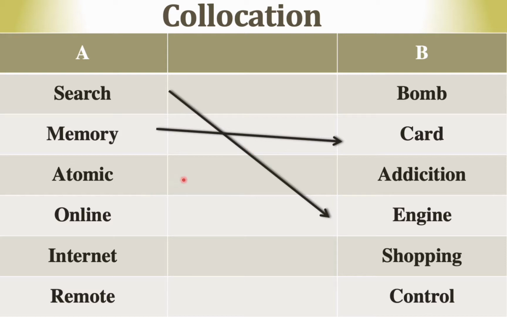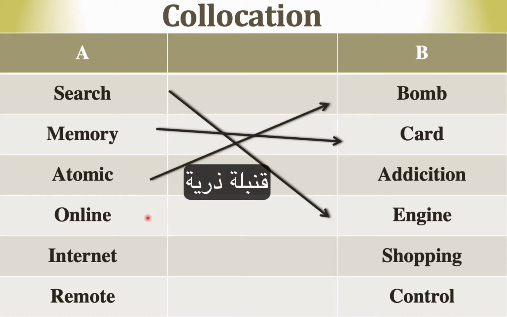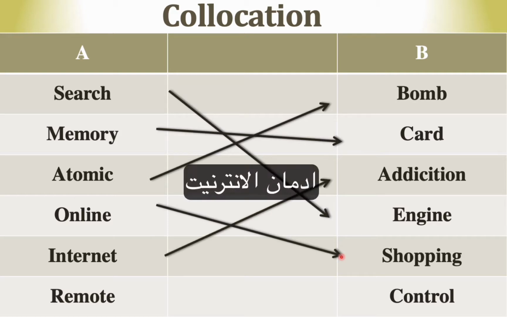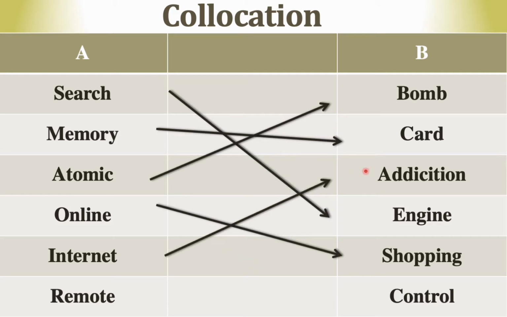Atomic, we have atomic bomb. Very good. Online. Good. Online shopping. So you know what shopping is? Sometimes we do shopping online, using the internet. So instead of going outside to do shopping, we just do it in our homes. Internet. Good. Addiction. Okay, so internet addiction.